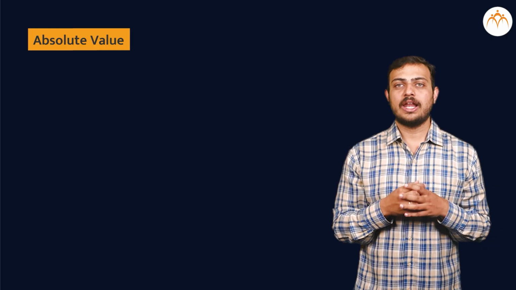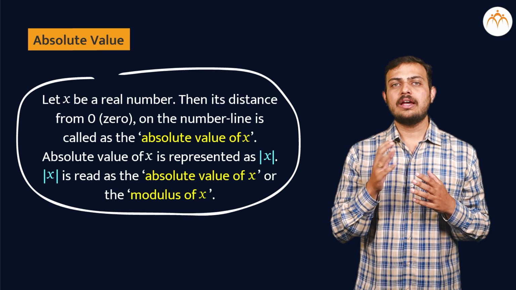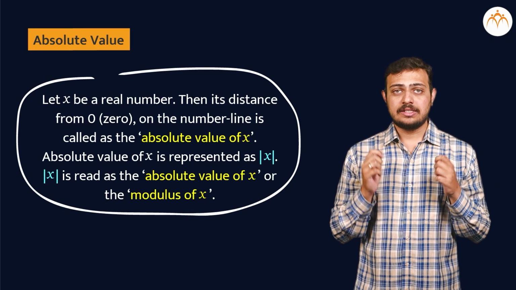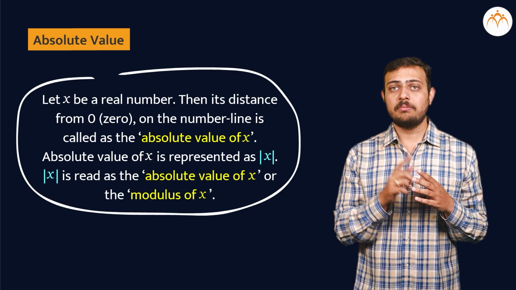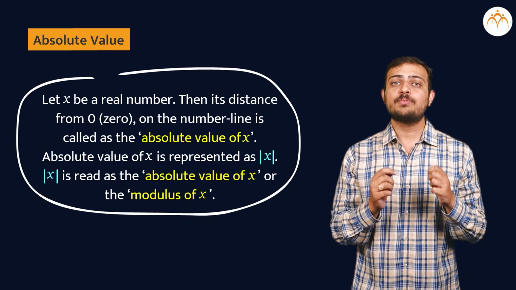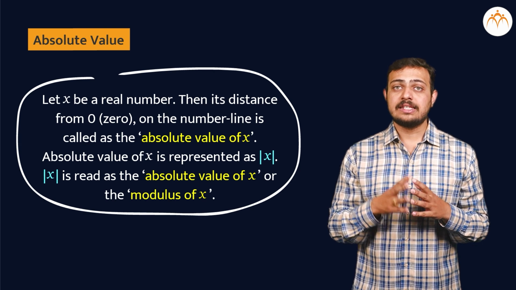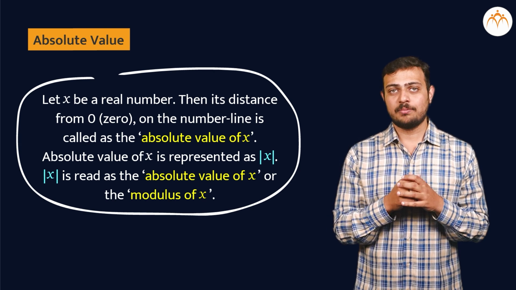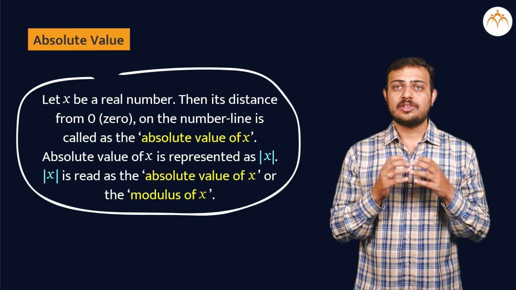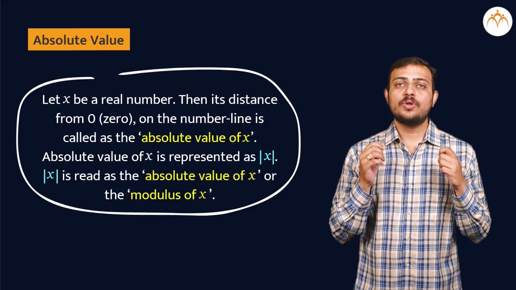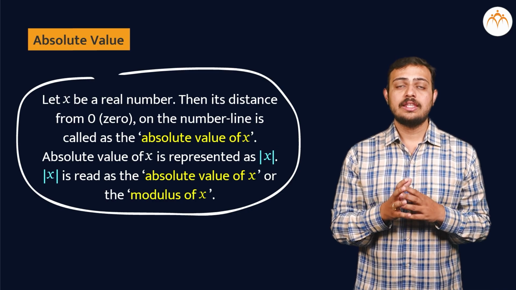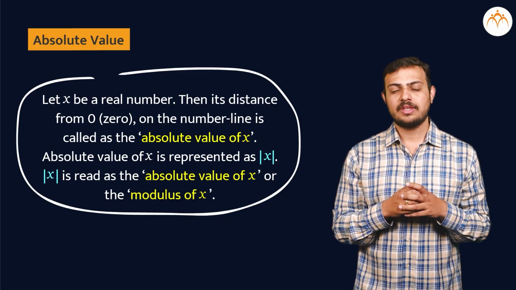Absolute value. Friends, let's learn the concept of absolute value. Let x be a real number. Then its distance from 0 on the number line is called the absolute value of x. Absolute value of x is represented as this symbol. This symbol is read as the absolute value of x or the modulus of x.